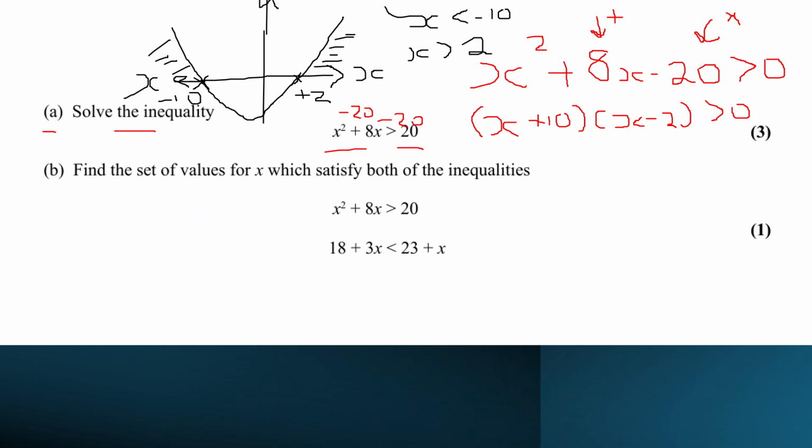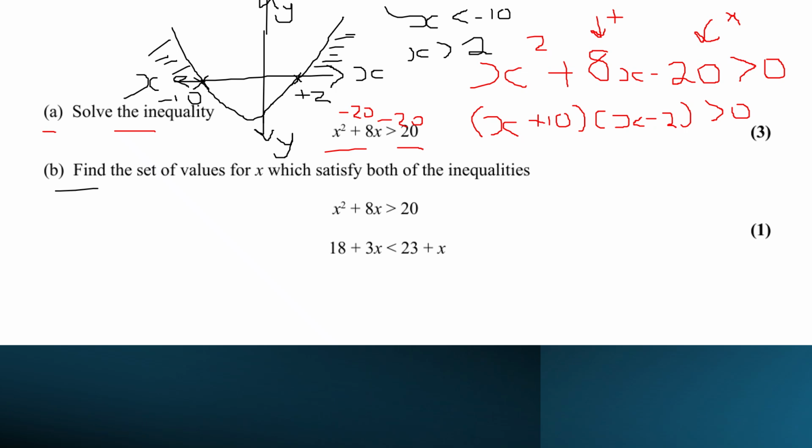So you're always looking at your x-axis. Obviously, less than means below the x-axis. Your horizontal axis is going to be x and your vertical axis is going to be y. So whenever you're solving quadratic inequalities, you're always looking at the x-axis and the x-intercepts. Okay, so that's part A done.